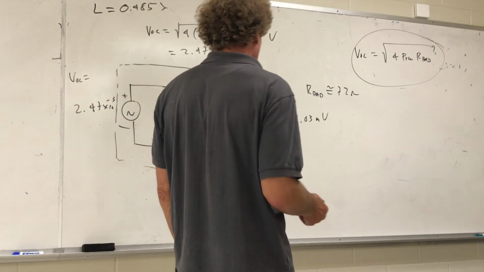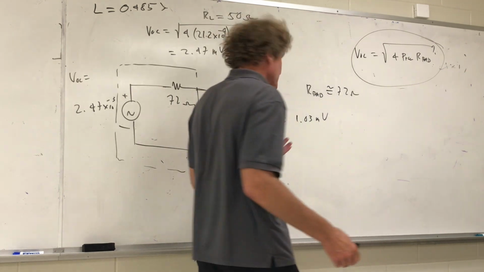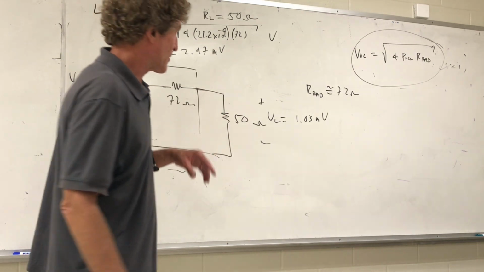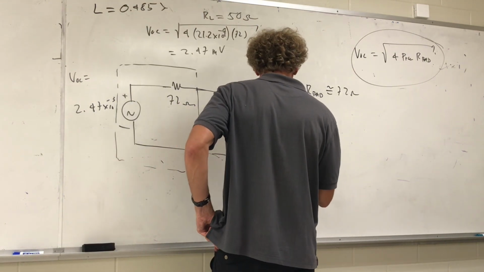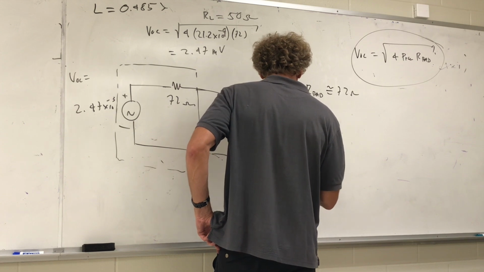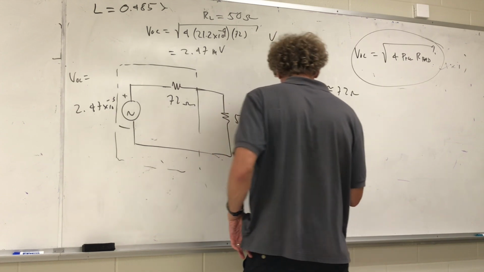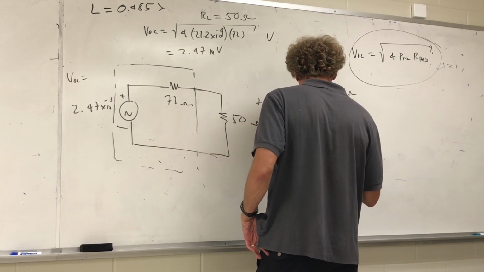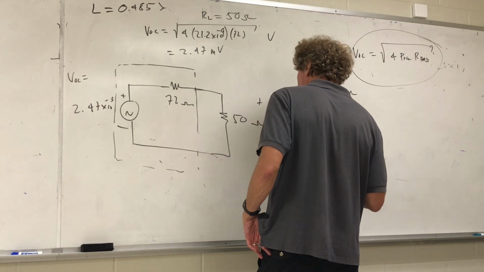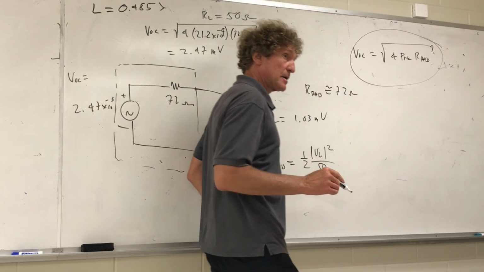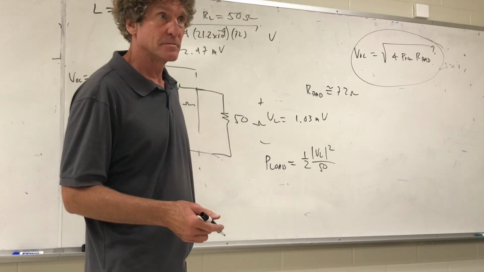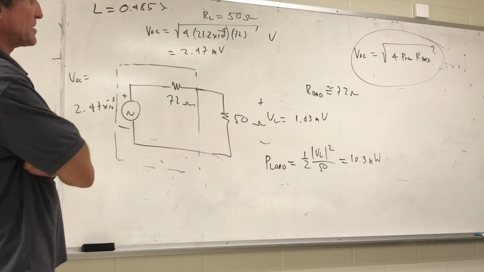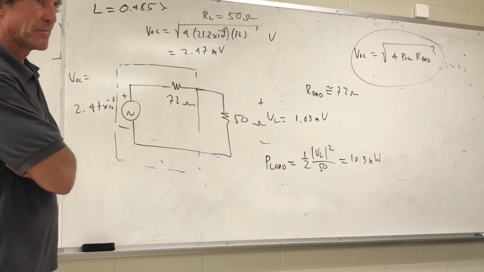Once you have that, could we get the current through there very easily? Divided by 50, right? The load. What about power in the load? This is power at the load, or dissipated by the load. That's going to be what? 1/2 simply the magnitude of the voltage at the load squared over 50, right? Agree, class? It's strict drill, isn't it, class? 10.3 nanowatts. So it's just under half of the actual received power.